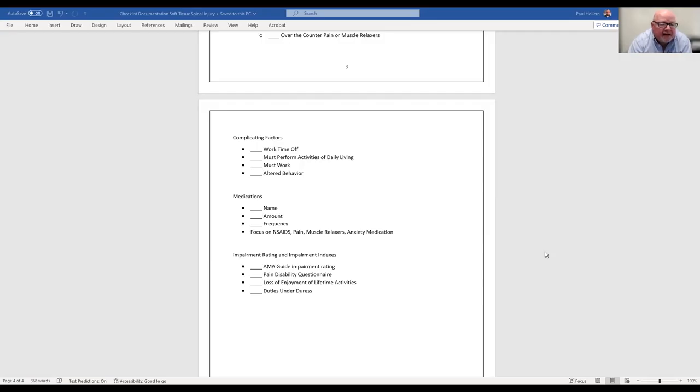So complicated. Did they take time off from work? And then if they didn't, you want to make sure that you documented why they didn't, because that just doesn't look good that they had this injury and had all these injuries. And you're trying to show all these injuries and they didn't take any time off from work, or you, the doctor, didn't take them off from work. So that's why you should have taken them off, at least for the inflammatory phase.